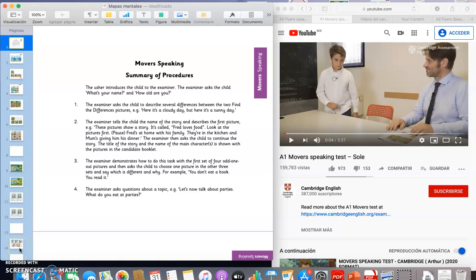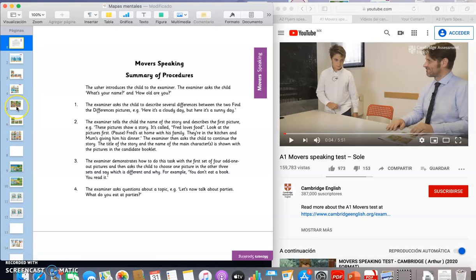Hello, students. This is the next video and is about the three parts that we'll still need to review of the MOVERS speaking test. Here is an image, a summary of the procedures that the examiner uses. You can read them slowly to understand them. I'm going to be explaining the next three parts that we still have for the speaking test.